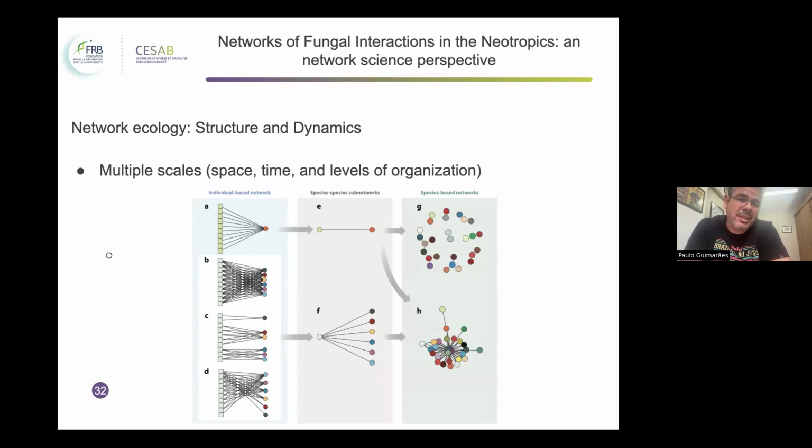So network ecology classically studies the structure and dynamics of ecological interactions in terms of the patterns of direct and indirect pathways that emerge due to the fact that no pairwise interaction is isolated in nature. And this can be done at different scales: space, time, or levels of organization. You can study individual-based networks, so how individuals share resources in a given site, up to how species interact in a given community, or even across broad spatial and temporal scales.